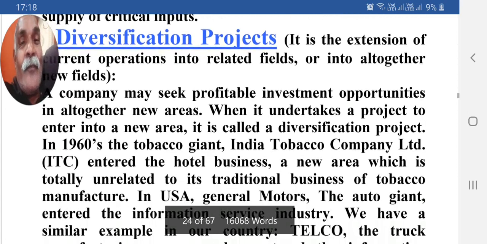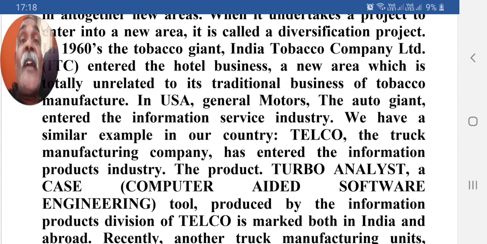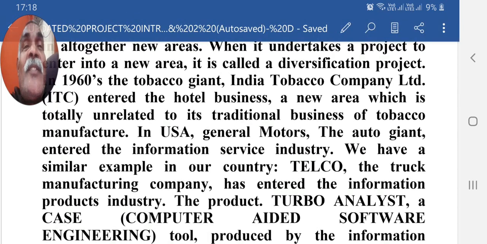In 1960, the tobacco giant, Indian Tobacco Company Limited, ITC, entered the hotel business, a new area which is not at all related to its traditional business of tobacco manufacturing. In USA, General Motors, the auto giant company, entered the information service industry.